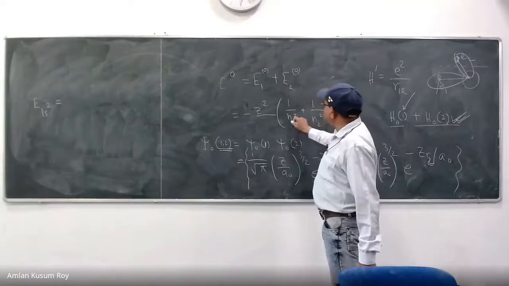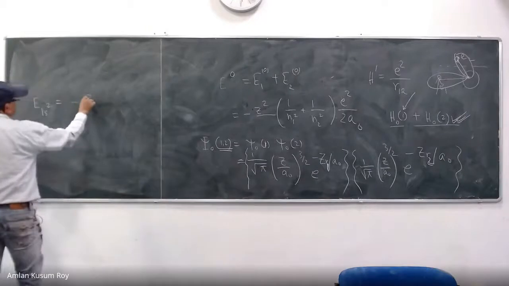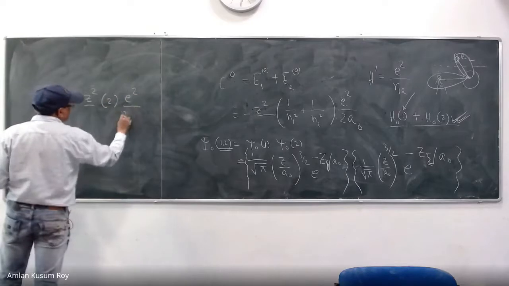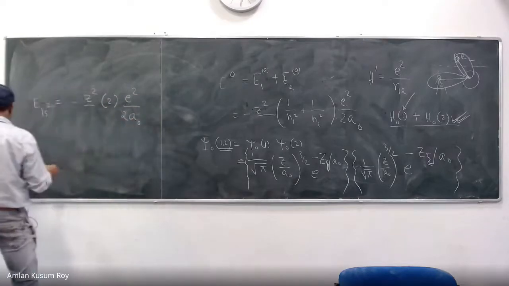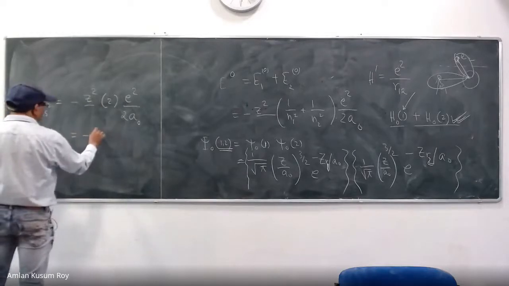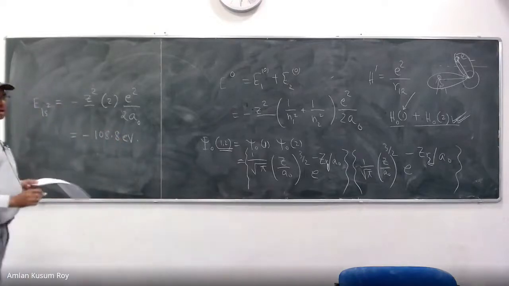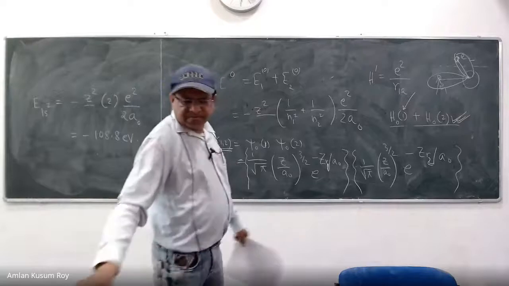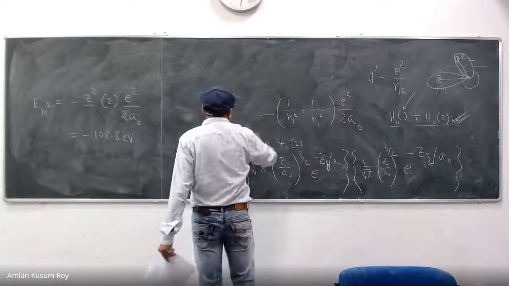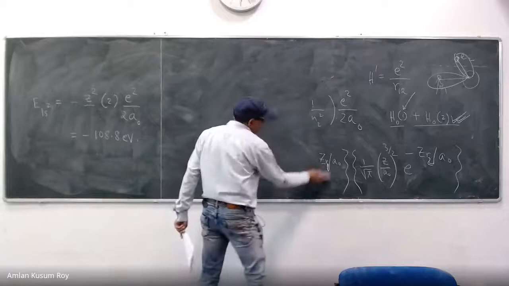So I will put the values of n equal to 1 and Z equal to 2 over here. So I will get minus Z square into e square by twice a0. You put the values of Z equal to 2 and work it out, and that gives me minus 108.8 electron volt. That means if I completely ignore my electron repulsion, and so far electron repulsion has not come into the picture, right?